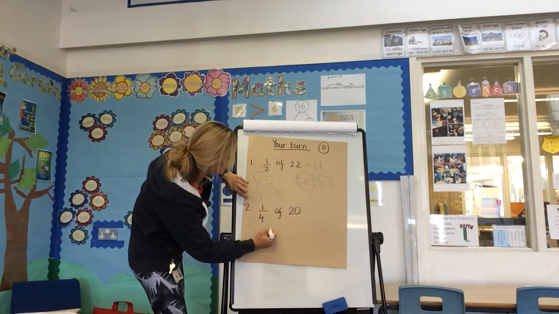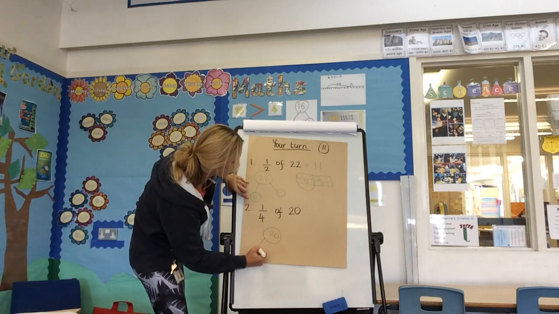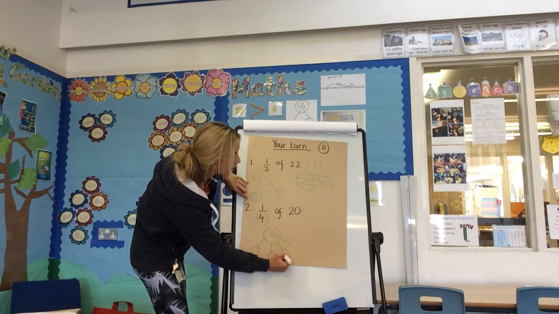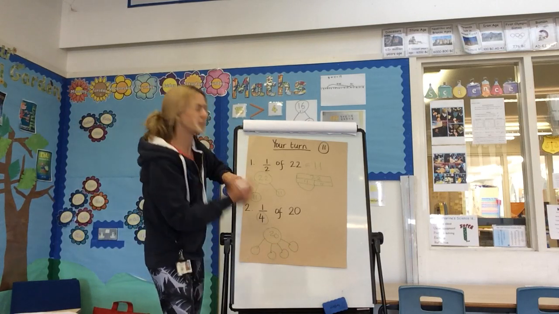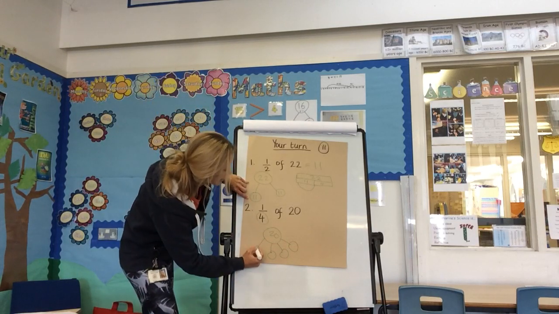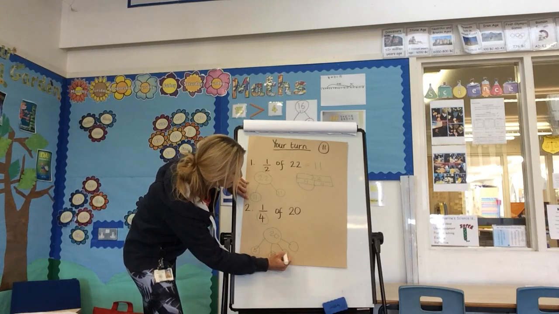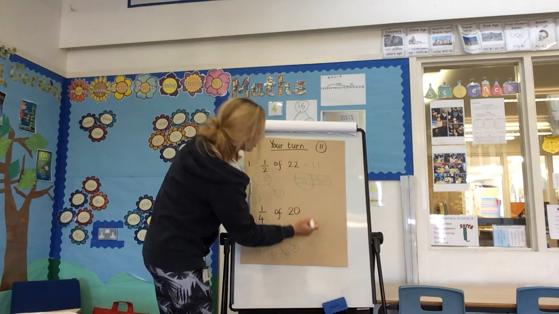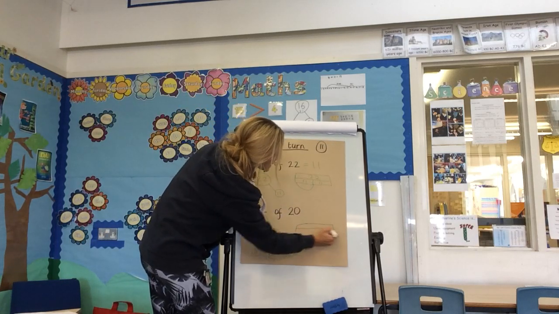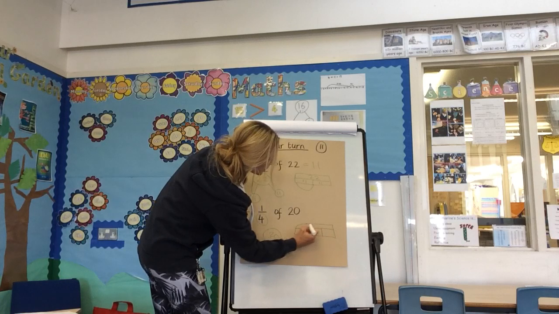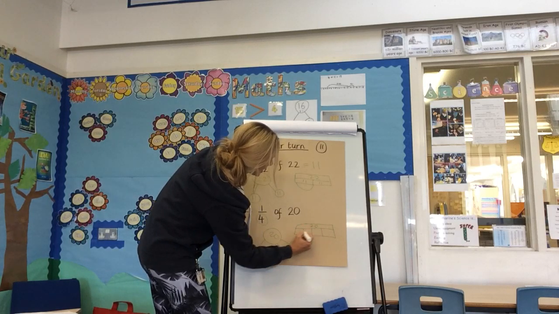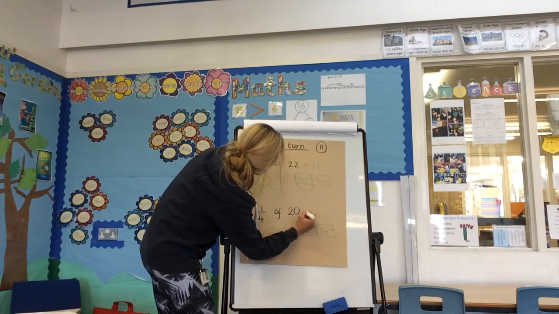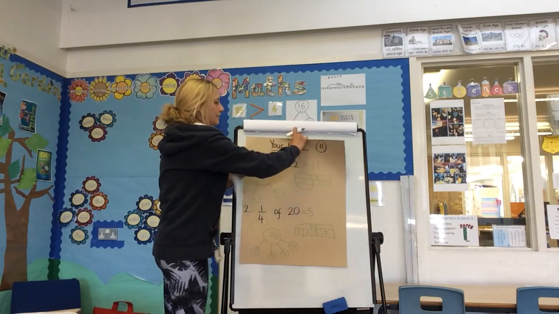One quarter. 20 is my whole number. 1, 2, 3, 4. It's my denominator, so I need 4 parts. 4 into 20: 5, 10, 15, 20. So our model would be split into 4, and my whole number would be 20, and it would be 5, 5, 5, 5. So one quarter of 20 is 5.